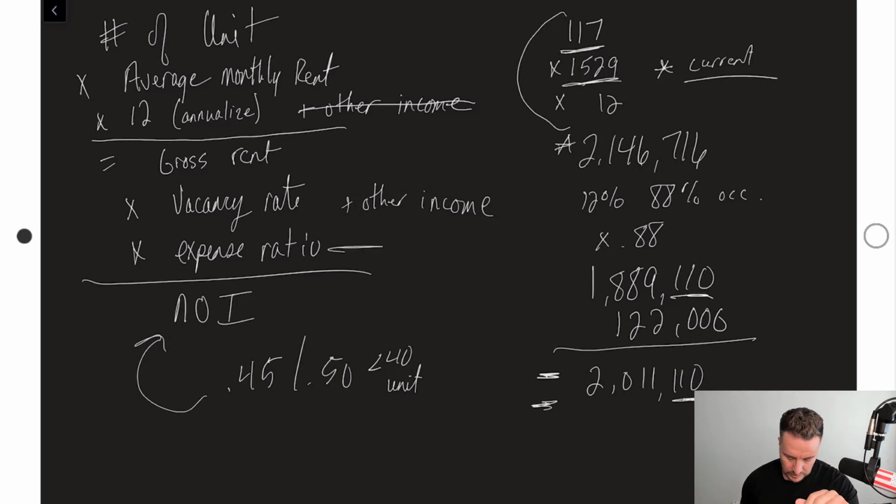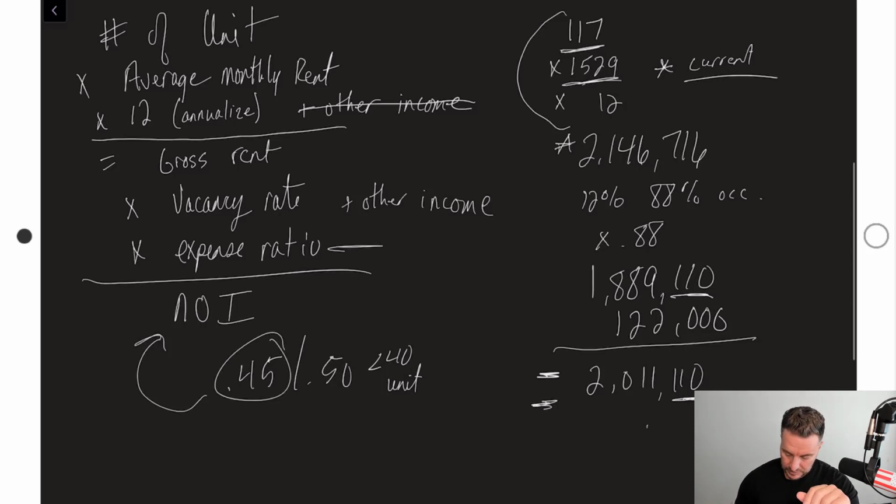So if we know that our expense ratio is 45, then that means we're going to keep 0.55 of this amount. So I can just times this by 0.55. Does that make sense? Same thing we did up here. We're saying that out of the $2 million, I get to keep 55% of it because 45 is going to expenses, okay? So let's do that real quick.